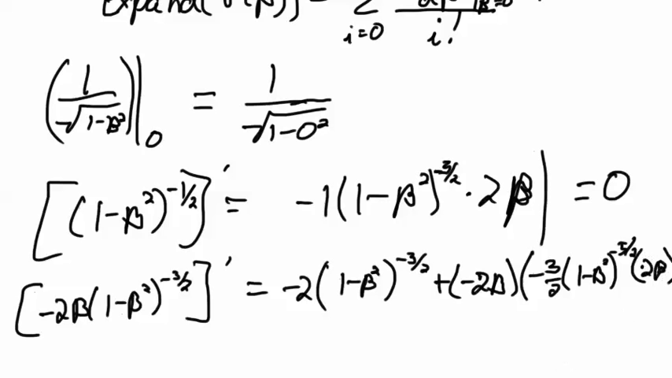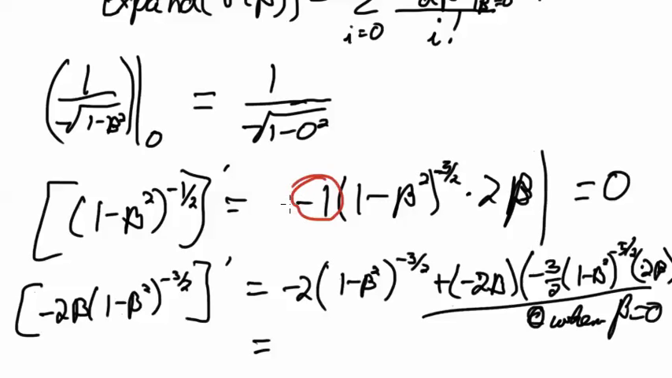In any case, all I care about right now is when plugging in beta equals 0. So everything after this all cancels to 0 when beta equals 0. And I think I introduced an error right around here when I didn't have that negative 1/2 in there. That should have been negative 1/2, and so this would be negative 1.